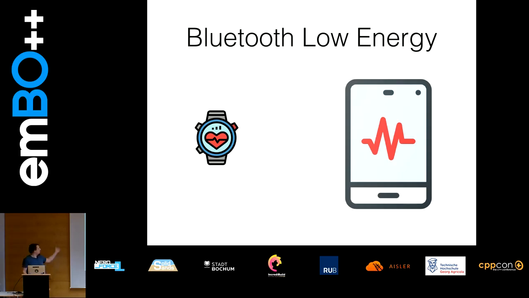So, this is Bluetooth. On the left side, we have a wristwatch, maybe as a peripheral measuring our heartbeat, for example. On the right side, we have a smartphone called a controller, collecting and displaying our heartbeat.